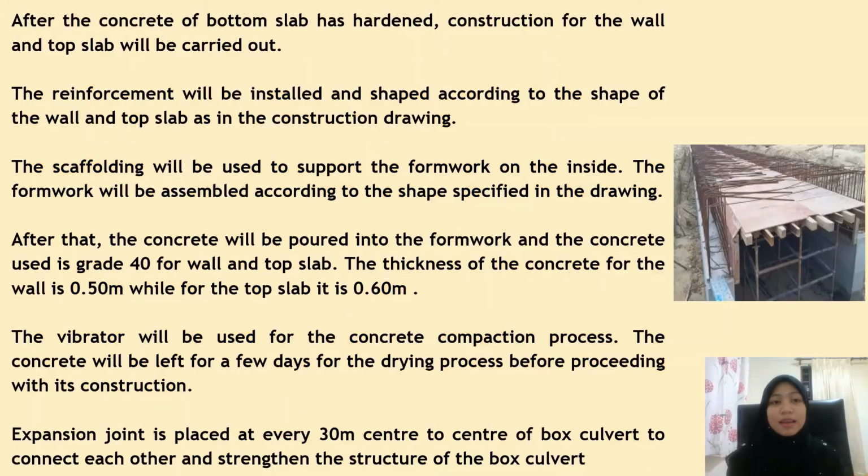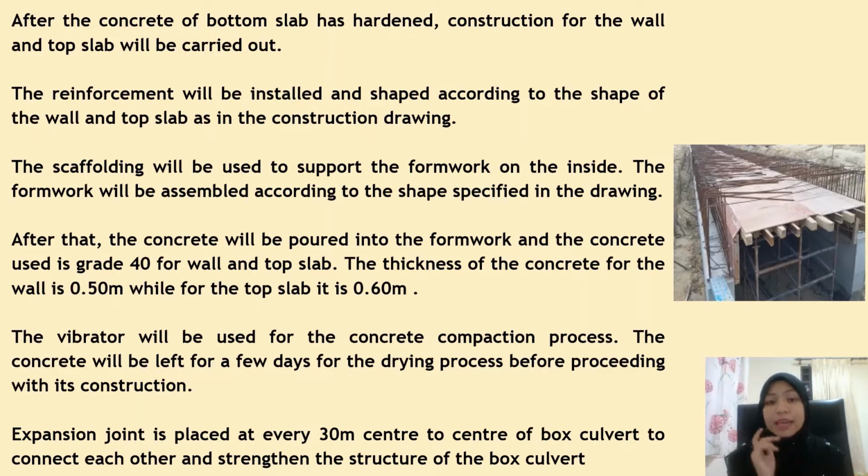process. After the concrete of the bottom slab has hardened, construction of the wall and top slab will be carried out. The reinforcement will be installed and shaped according to the shape of the wall and top slab as in the construction drawing. The scaffolding will be used to support the formwork on the inside. The formwork will be assembled according to the shape specified in the drawing.